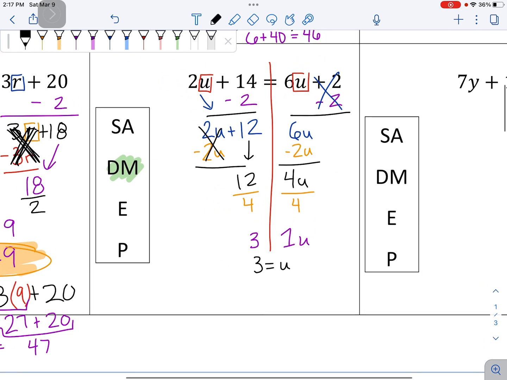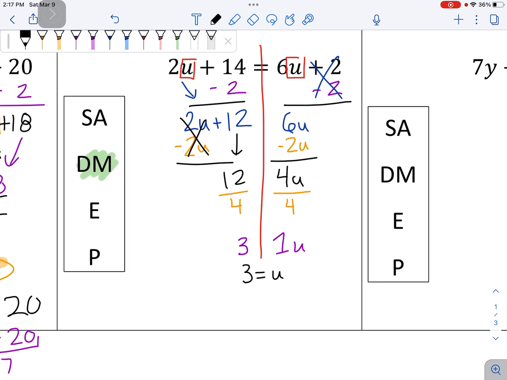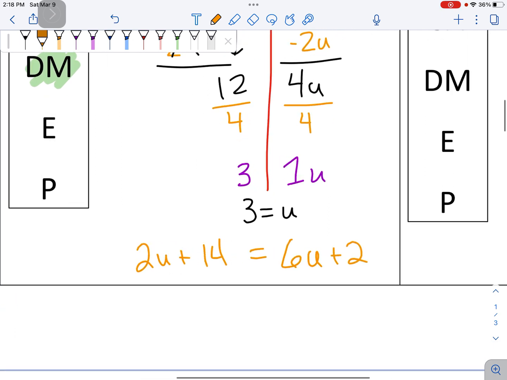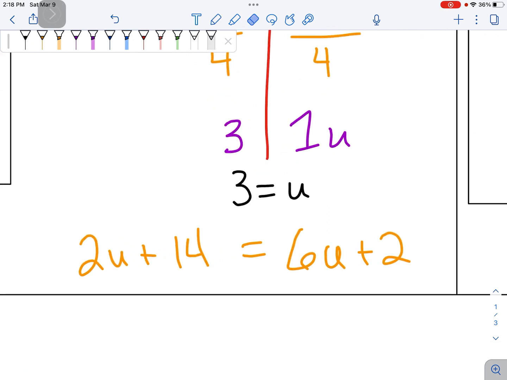All right, so this says 2u plus 14 equals 6u plus 2. Sorry, I have a tickle in my throat. Okay, we're going to replace those u's with 3's. There's a u, there's a u. Put in 3's in parentheses so it doesn't look like 23 and 63.